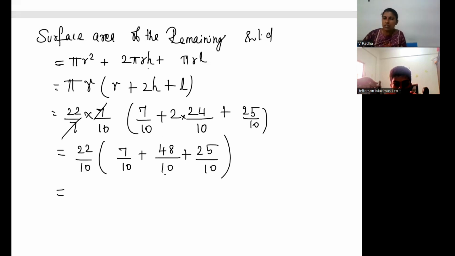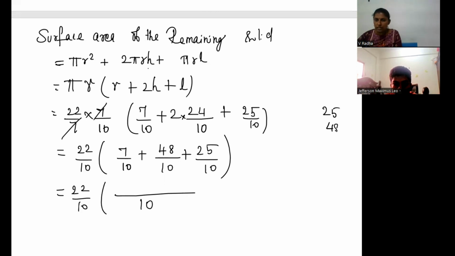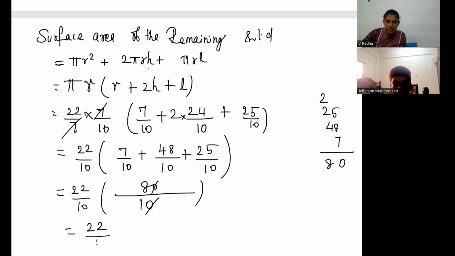If we cancel now, the denominator changes after the LCM. This is easy. So 22 by 10, and all have the same denominator, we take it as 10. Just add up all: 25, 48, 7. 5 plus 5 is 10, carry over, making 18 by 10. Now this gets cancelled. So 22 by 10 with 8.